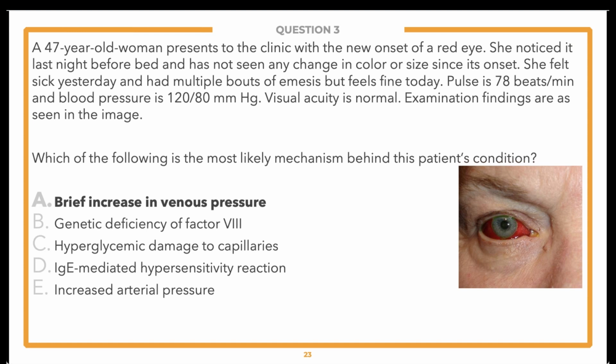You can kind of see it in terms of that brief increase in venous pressure. Obviously, it wouldn't have had a long time, right? So it's that spike that you're looking for. So in any case, great work.